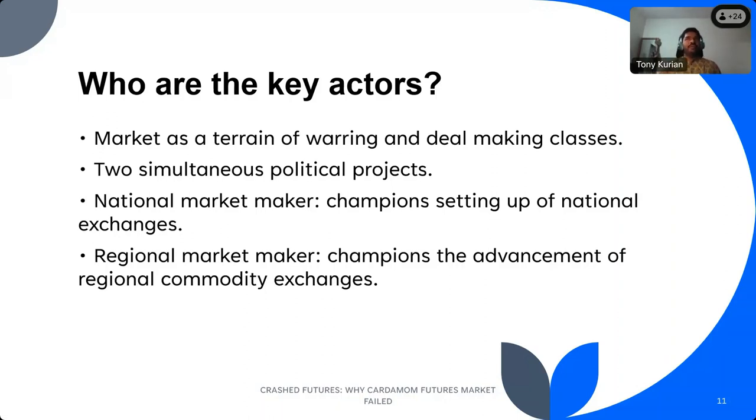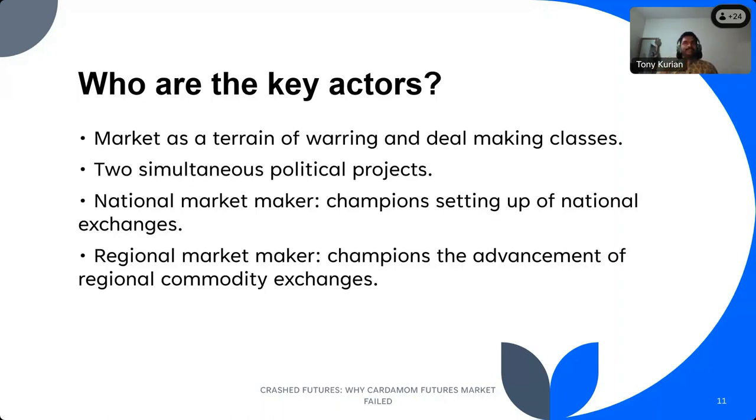Now, if you look at the cardamom traders closely, you would see that they have all the characteristics of what is called the rural commercial capitalists, right? One, to start with, they are dominant. They use political power. I can come to this in the Q&A if anyone has any queries. But here is a very, very short version of the story.